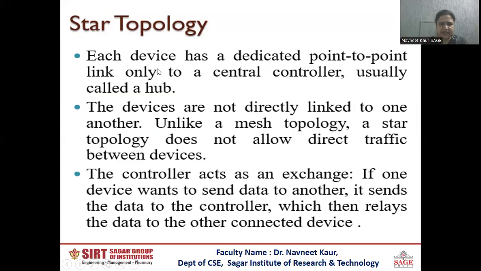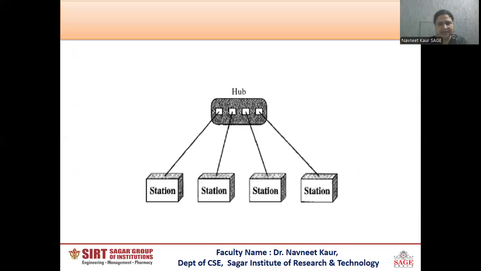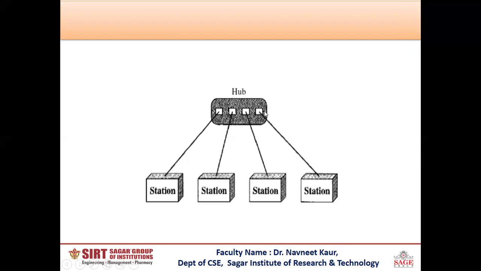Here, each device has a dedicated point-to-point link only to a central controller, which is called hub. We can say in this diagram that this is the central controller, which is called hub, and each station is connected to this hub through a port. Now, if station 1 wants to communicate data to the last station, first it will transmit to this hub. So this hub will receive the data from station 1 through this port. Then it will transmit to station 4 through this port.